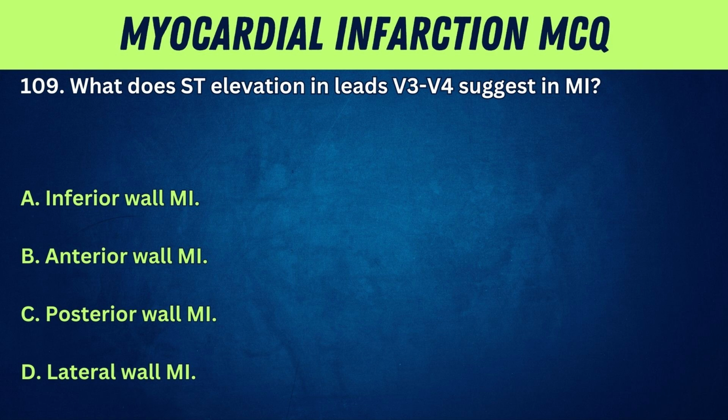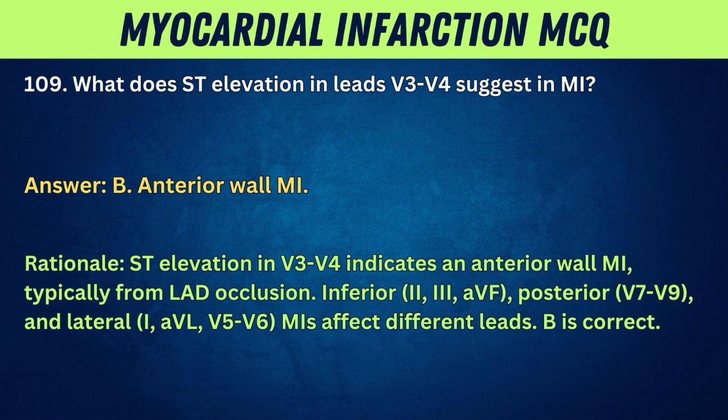A. Inferior wall MI. B. Anterior wall MI. C. Posterior wall MI. D. Lateral wall MI. Answer: B. Anterior wall MI. Rationale: ST elevation in V3, V4 indicates an anterior wall MI, typically from LAD occlusion. Inferior: II, III, aVF. Posterior: V7 to V9. Lateral: I, aVL, V5, V6. Different MIs affect different leads. B is correct.